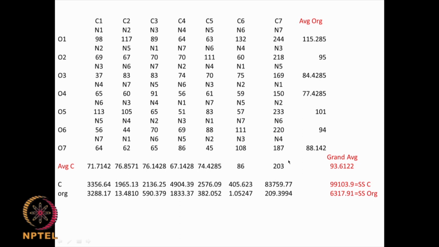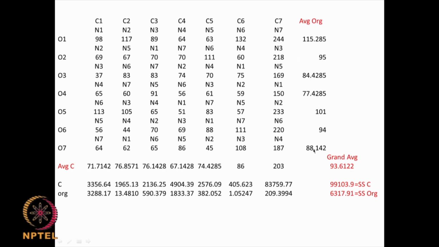Now, understand, average for carbon, average for nitrogen. Now, we can get a grand average. What is grand average? Average of all these averages. So, from the organism, if I add up all and then divide by 7 I should get it, or from carbon if I add up all these and divide by 7 I should be able to get that. So, straightforward, this is the grand average.